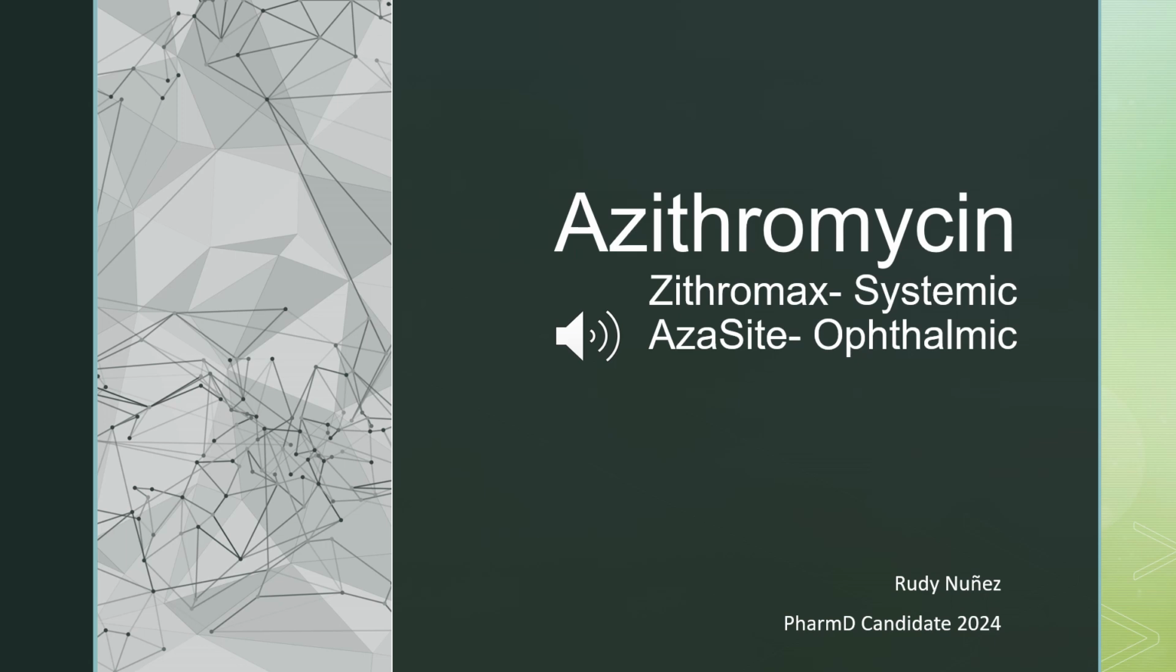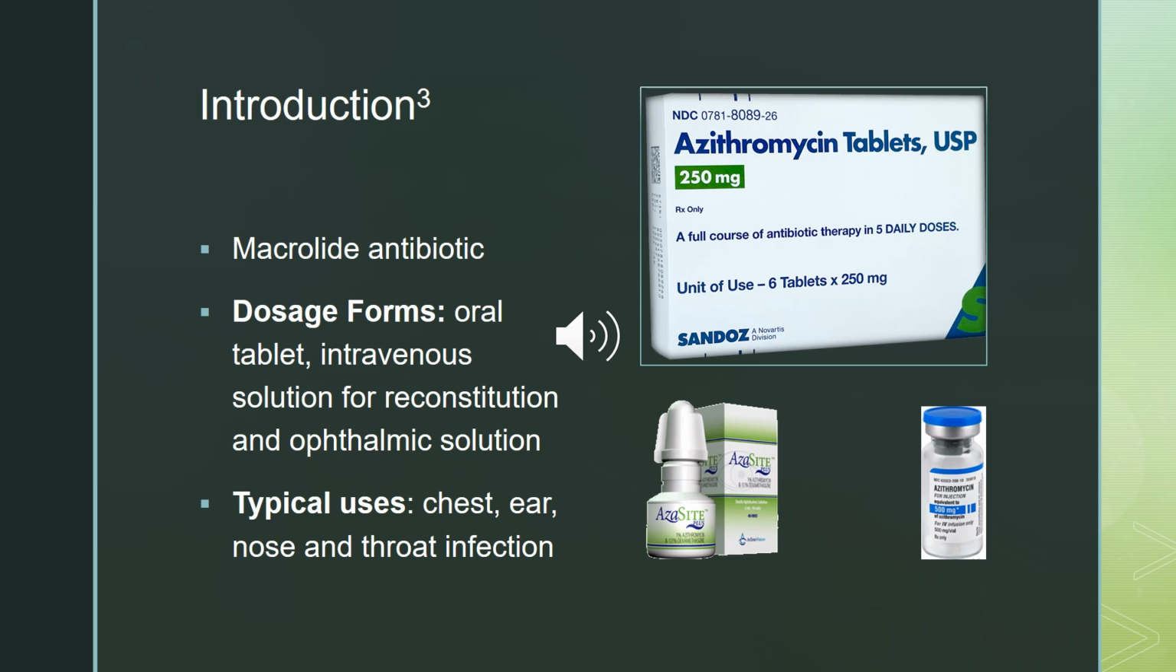I am a PharmD candidate class of 2024, and this is my drug information presentation on azithromycin. It has various different brand names, and here I listed two, Zithromax and Azicite. Azithromycin is a macrolide antibiotic. Its usual dosage forms include oral tablets, intravenous solution for reconstitution, and ophthalmic solutions.